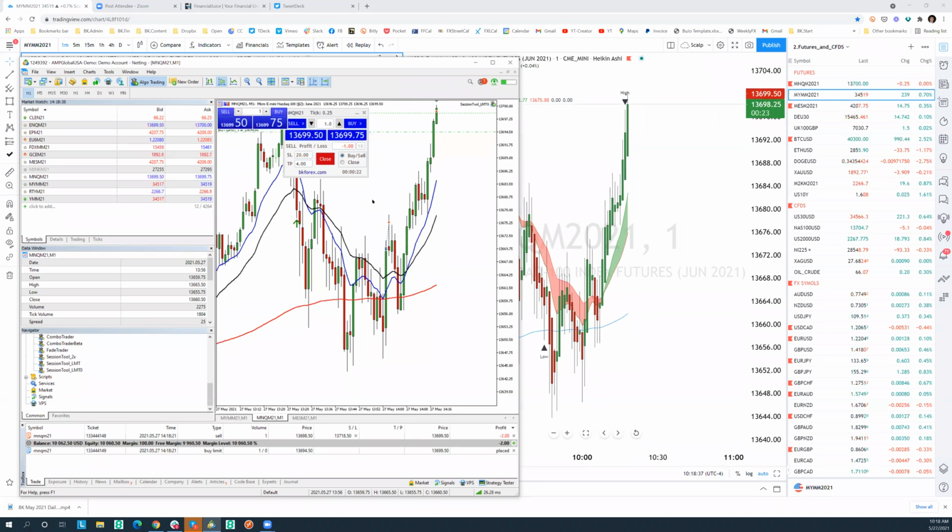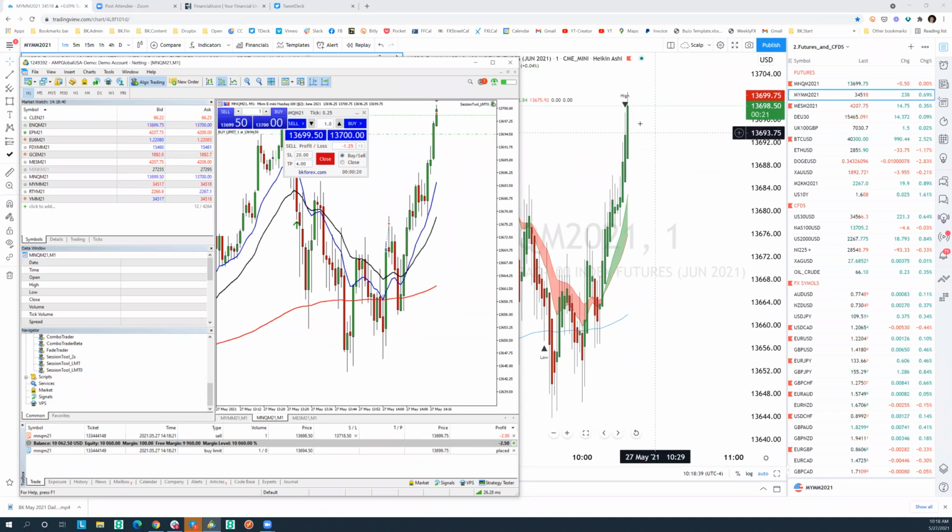But not a great setup, and I could easily get rolled over here off the highs. But we'll give it a shot. The true entry would be when we get a red candle.